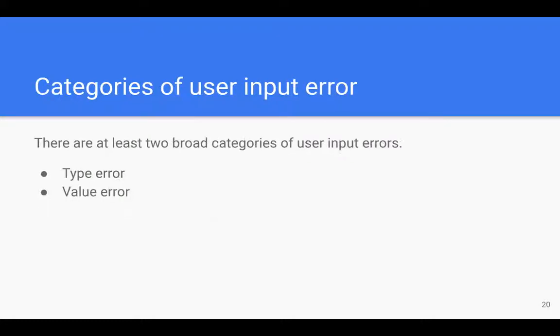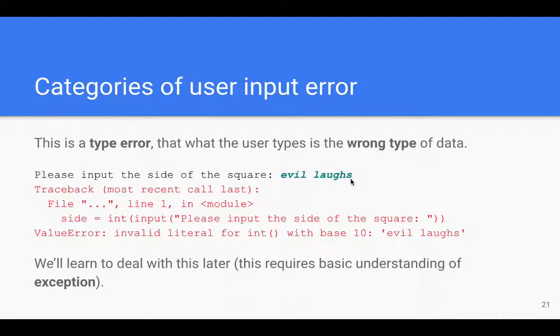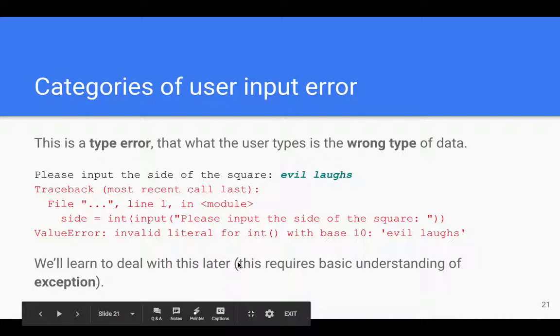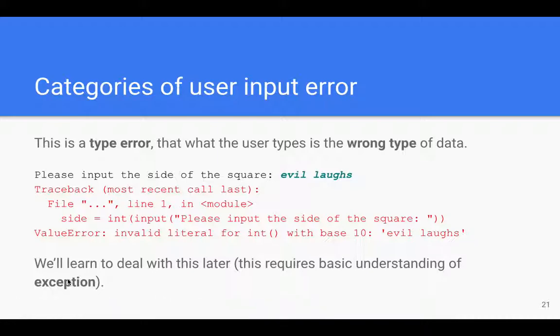So, as we have seen, at least that I can think of, there are two very broad categories of user input errors. The first is a type error, right? We're expecting a number, but the user put in a string that is not a number. Now, a type error is a little harder to deal with because it requires basic understanding of exceptions. We'll talk about that later, but not right now.